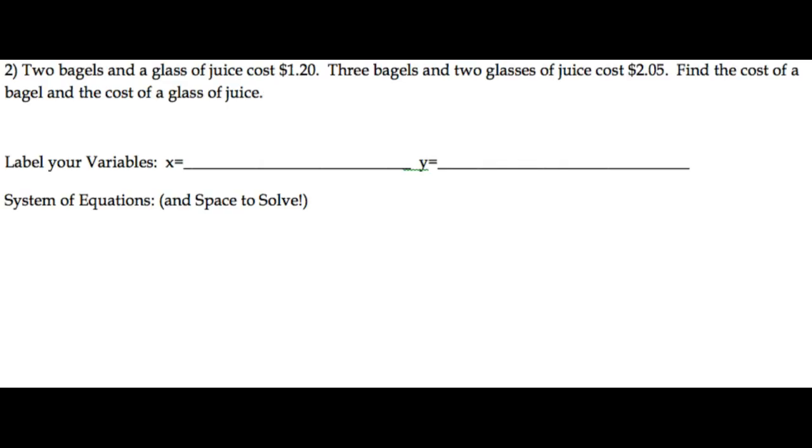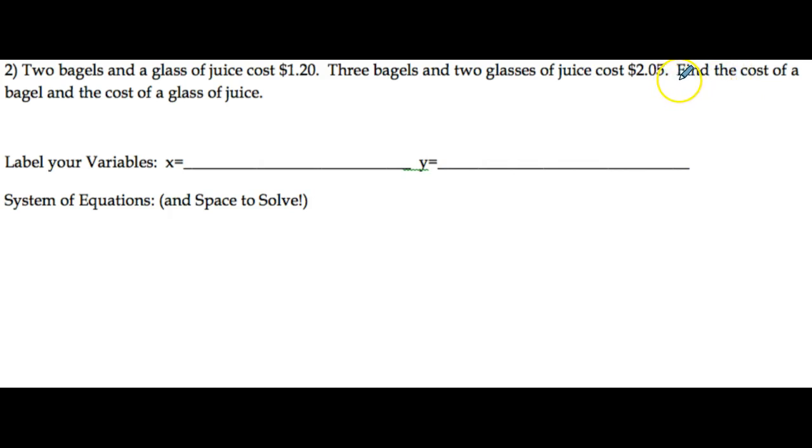All right, number 2 is another system of equations word problem. This one's also about food. 2 bagels and a glass of juice cost $1.20. 3 bagels and 2 glasses of juice cost $2.05. Find the cost of a bagel.